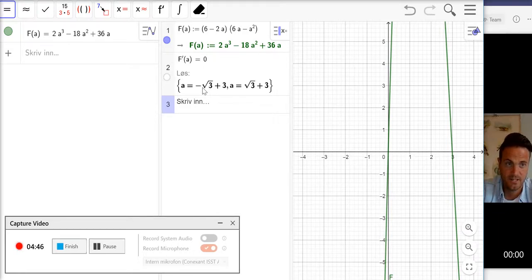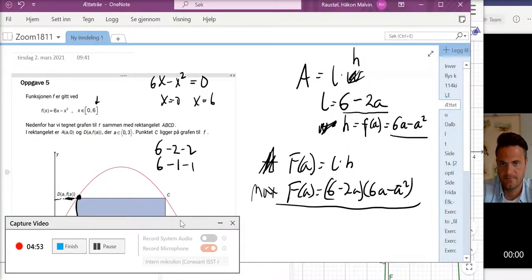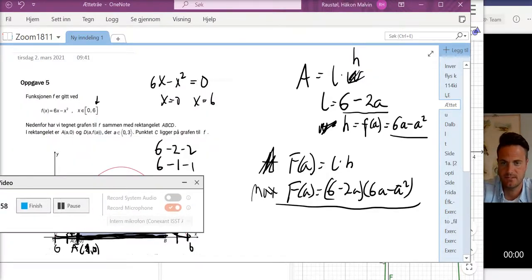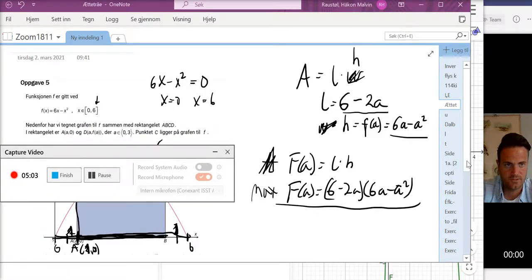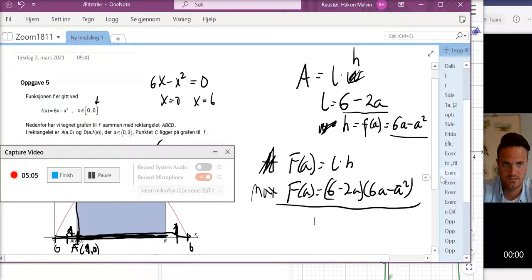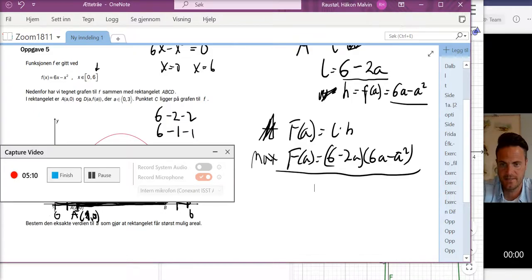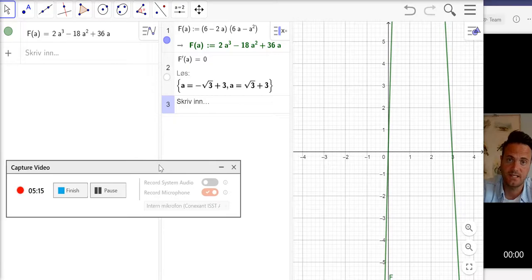And a here is the x coordinate of the point a here, so a has to be positive. So we can get rid of the negative answer here. But I forgot the question here. The question was: find the exact value of a which maximizes the area. Then you have to use CAS if you want the exact value. So this is the exact value here, square root of 3 plus 3.